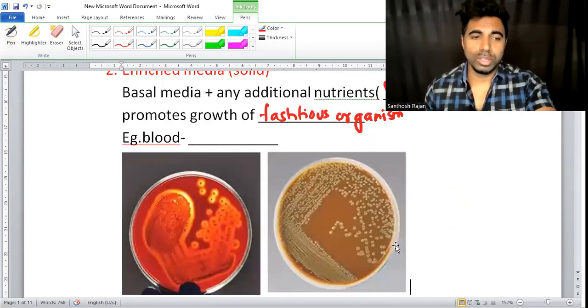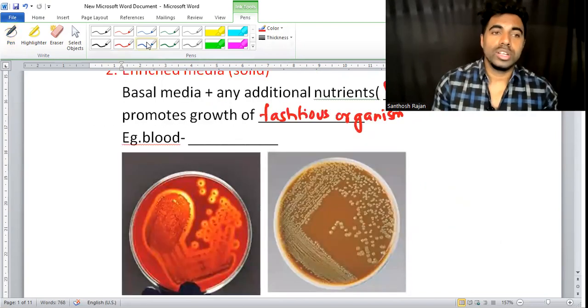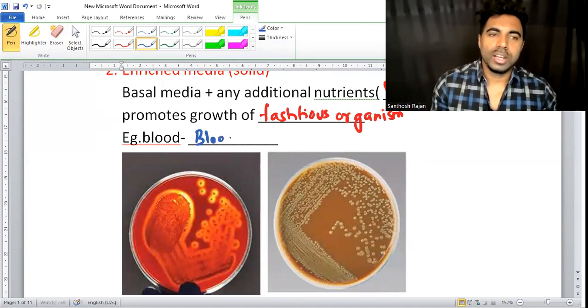So now let's talk about blood. When blood is the special nutrient, it is simply called blood agar. That's the blood agar. So in the picture down here, which one is blood agar? This is blood agar, right? In blood agar.